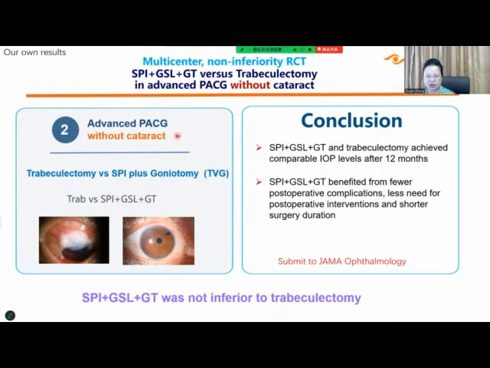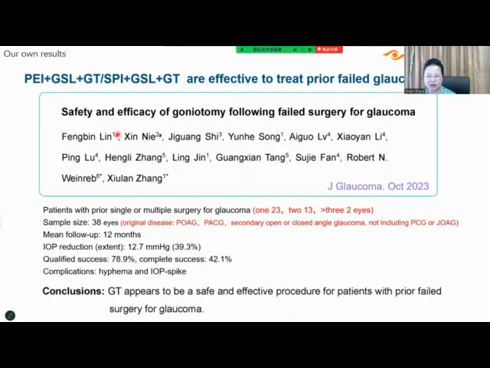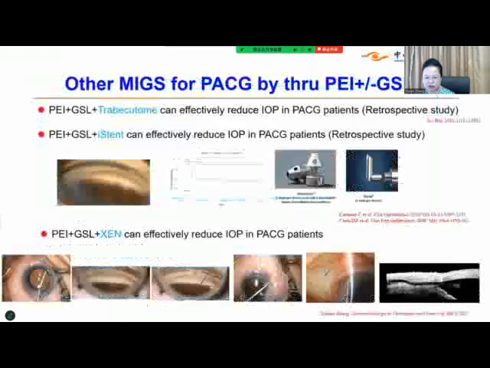The RCT comparing SPI+GSL+GT versus trabeculectomy has finished 1-year follow-up. The result has already been submitted to JAMA Ophthalmology. It shows that SPI+GSL+GT was not inferior to trabeculectomy. The new combination surgeries are also effective for treating peripheral glaucoma. I will show you the video too.